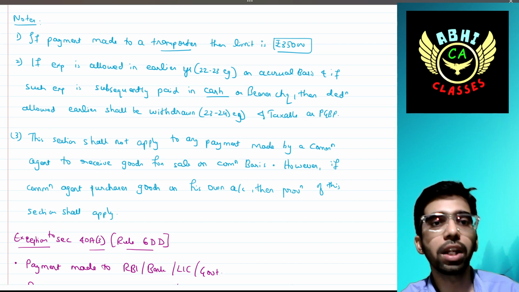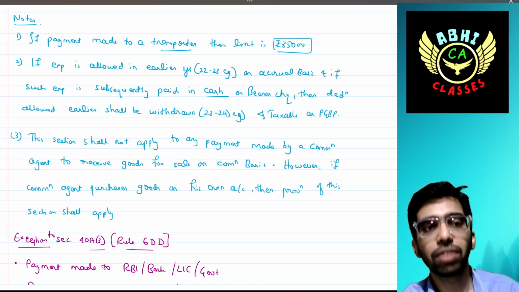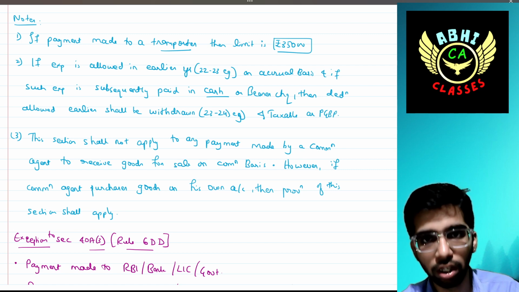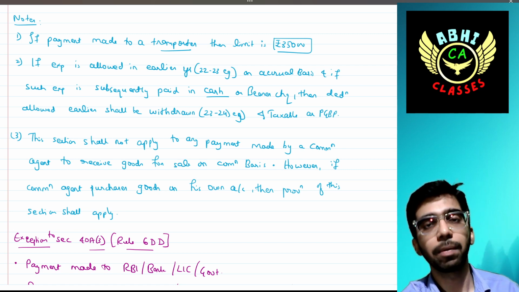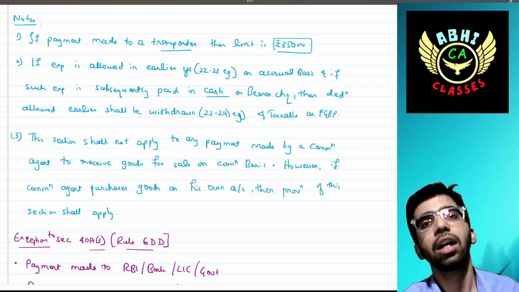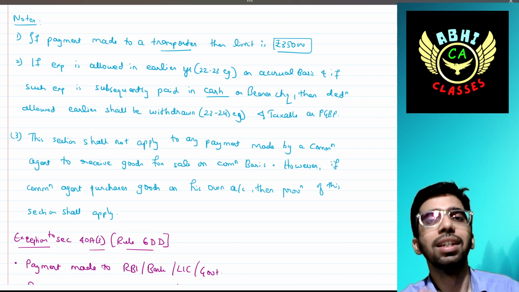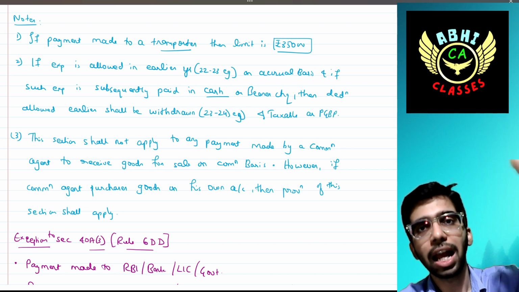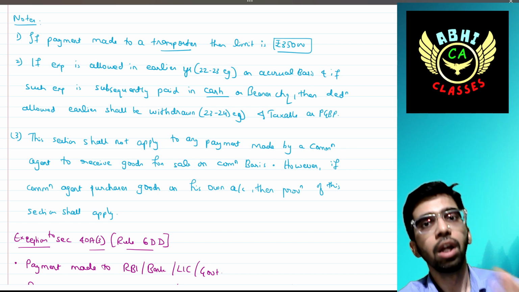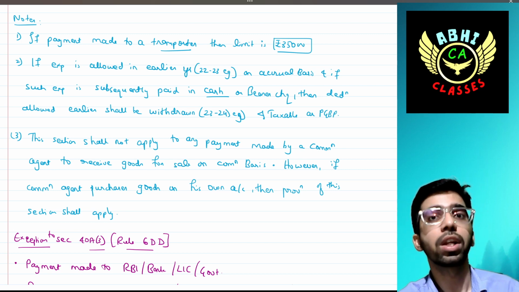If an expense is allowed in the earlier year, that is 22-23, on an accrual basis, and if such expense is made subsequently in cash or bearer cheque, the deduction allowed earlier, that means in 22-23, shall be withdrawn in 23-24 and will be added back in the PGBP for 23-24. Okay, simple. If it has been allowed on an accrual basis, and the cash payment is made in 23-24 in excess of 10,000 in cash or bearer cheque, then the disallowance would be applicable in 23-24.